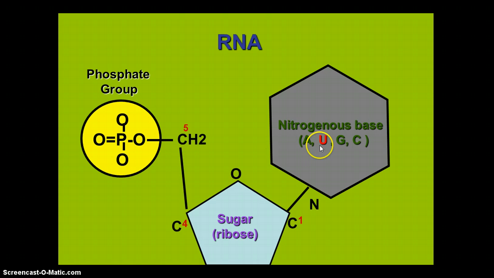Now remember, guys, the 4 nitrogen bases that we talked about before were adenine, thymine, guanine, and cytosine. Now we have adenine, uracil, guanine, and cytosine. Adenine is going to bond with uracil, and just like in DNA, guanine and cytosine are going to bind together.